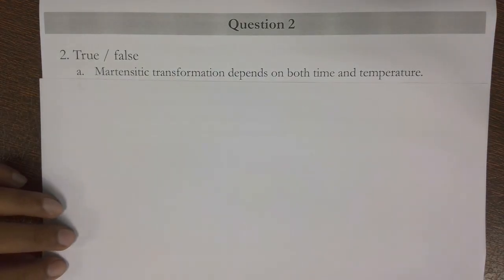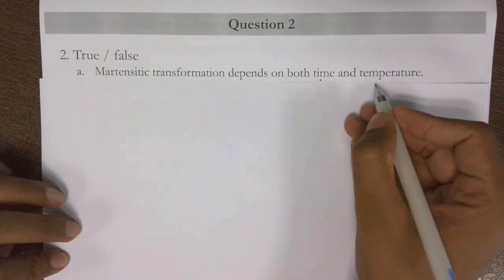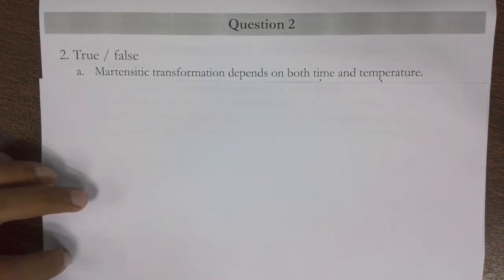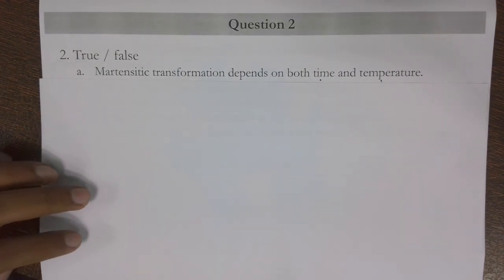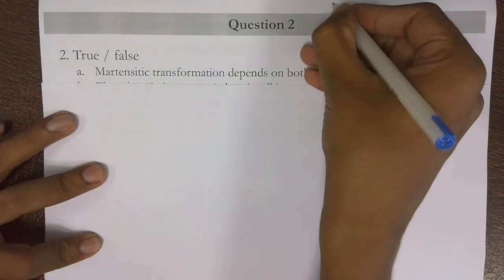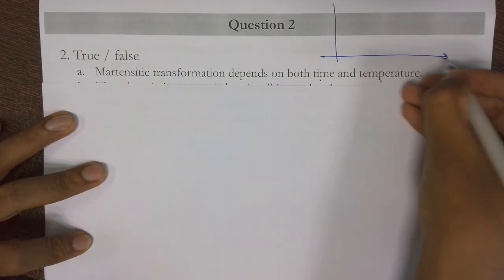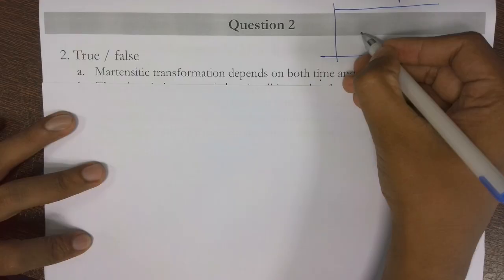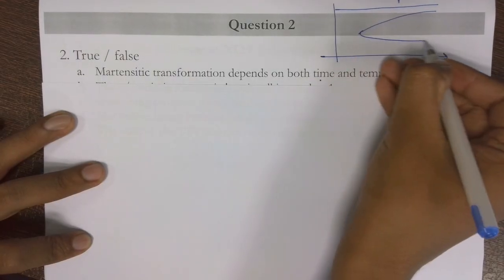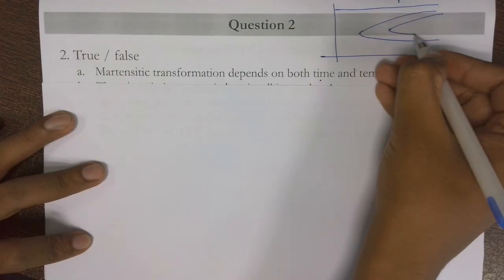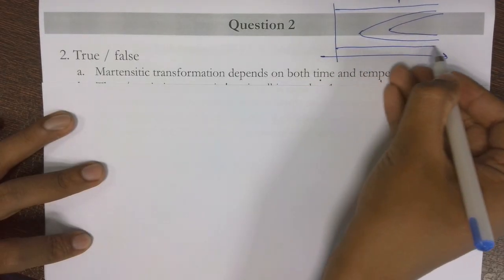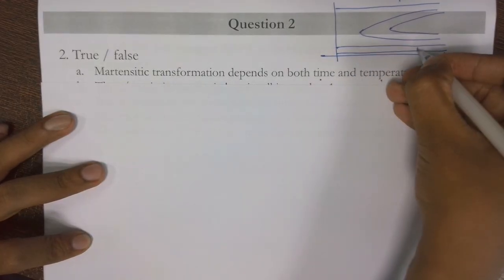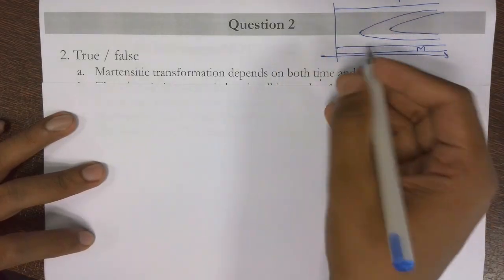When we talked about the TTT diagram, what we saw is that above a temperature it's austenite. Then we have the cooling curve, the C type of curve, and at the end we have martensite. This is the martensite. Here it's again gamma, but unstable gamma, and here the ferrite and pearlite phase will come.